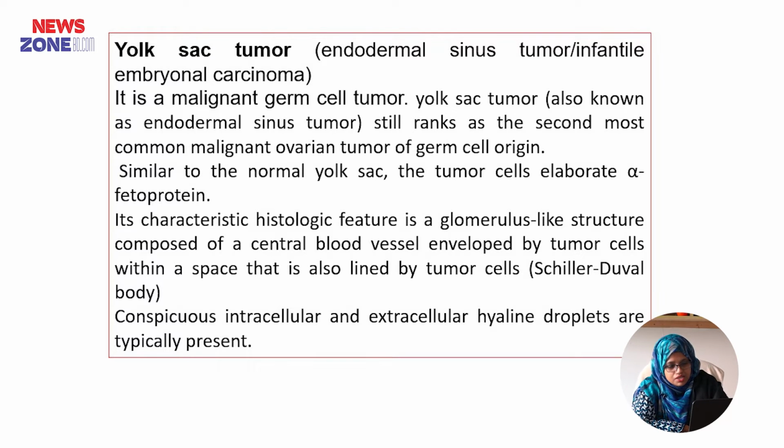and it is histologically characterized by the presence of a glomerulus-like structure that is composed of central blood vessels enveloped by tumor cells within a space that is also lined by tumor cells. This structure is known as Schiller-Duval body. There is also the presence of intercellular or extracellular hyaline droplets.